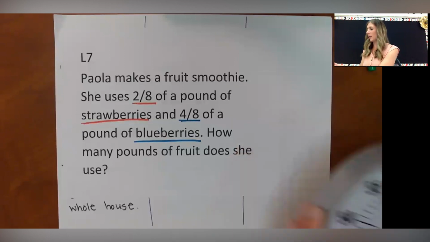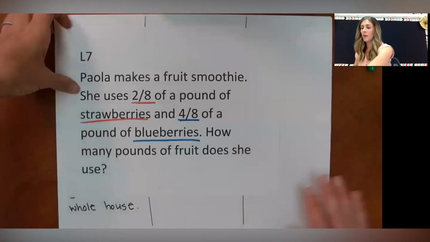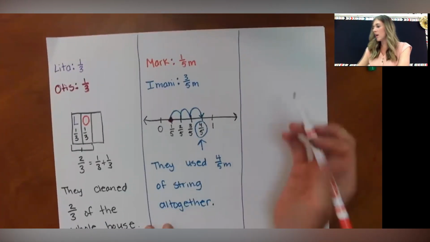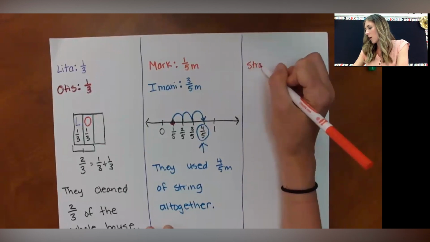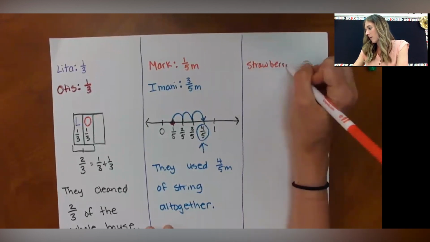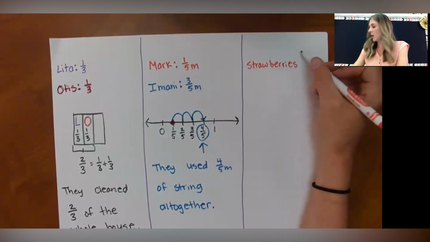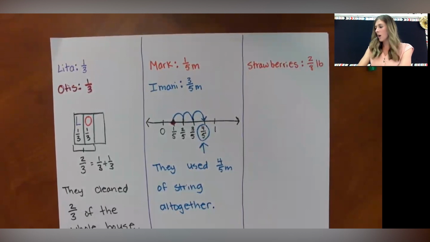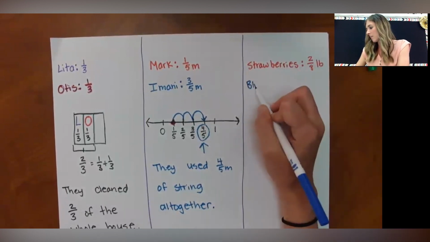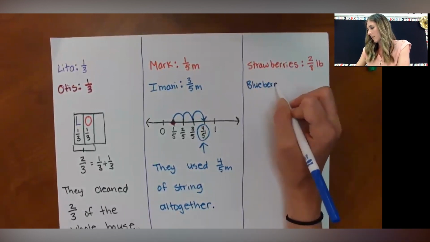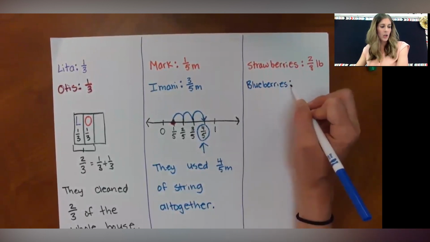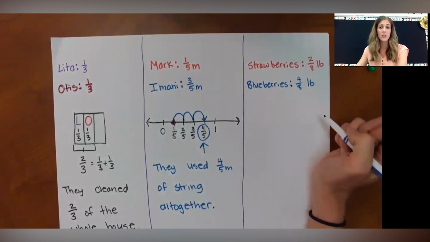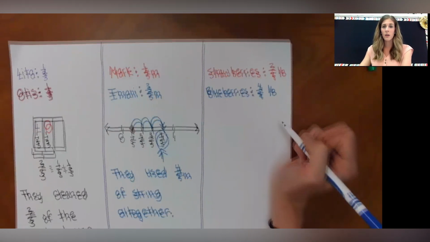All right, great job. Let's check our work together. You know by now I like to pull out the important information. So I'm going to write strawberries. And it told me that she used 2/8 of a pound. Blueberries, she used 4/8 of a pound. And it wants to know how many pounds of fruit does she use altogether.